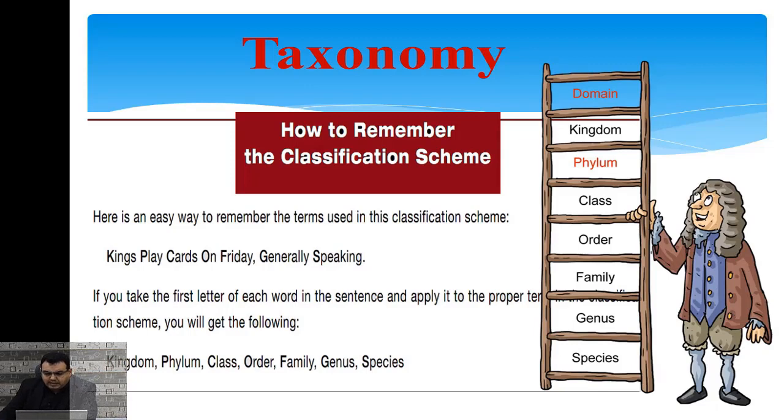How to remember the classification scheme? Here is an easy way to remember the terms used in this classification scheme. Kings play cards on a Friday generally speaking. If you take the first letter of each word in the sentence and apply it to the scheme, you will get the following: kingdom, phylum, class, order, family, genus, species.